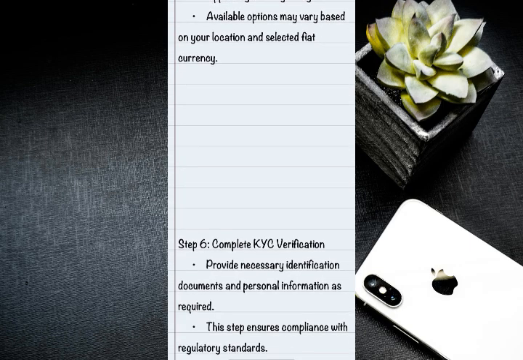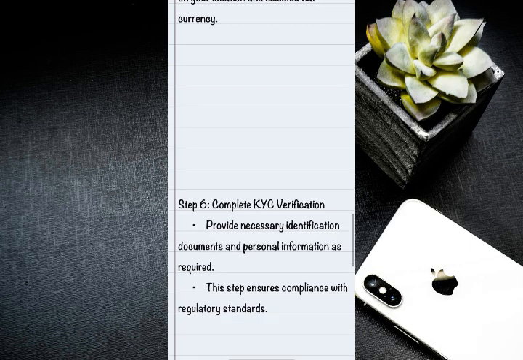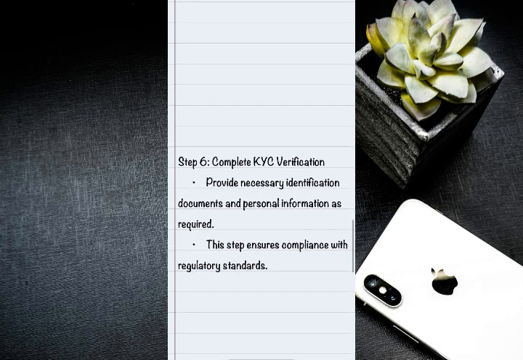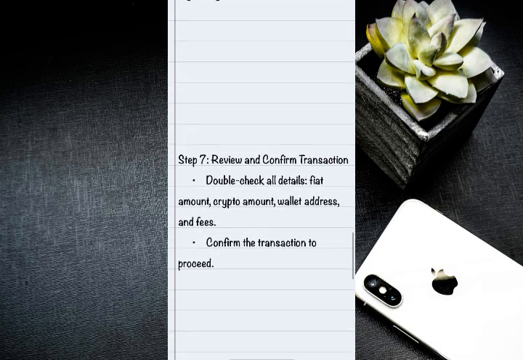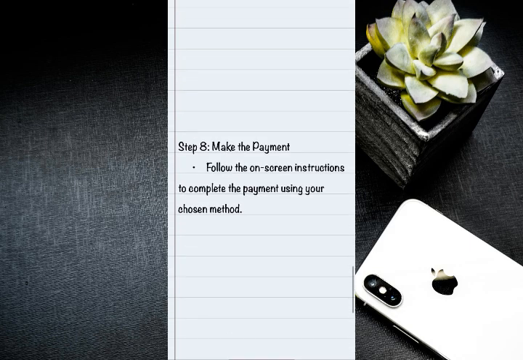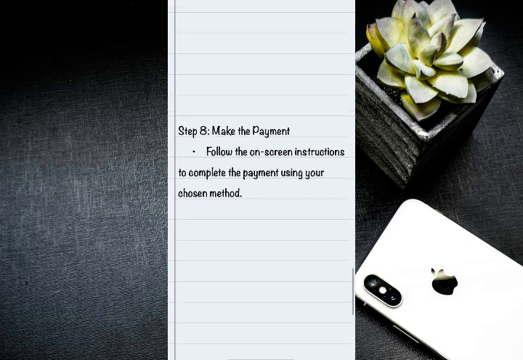Then provide the necessary identification document and your personal information as required. This step ensures compliance with regulatory standards. Then after that, double check all details, which is the fiat amount, the crypto amount, wallet address, and the fee. Then confirm the transaction. Then you can also follow the on-screen instruction to complete the payment using the chosen method.